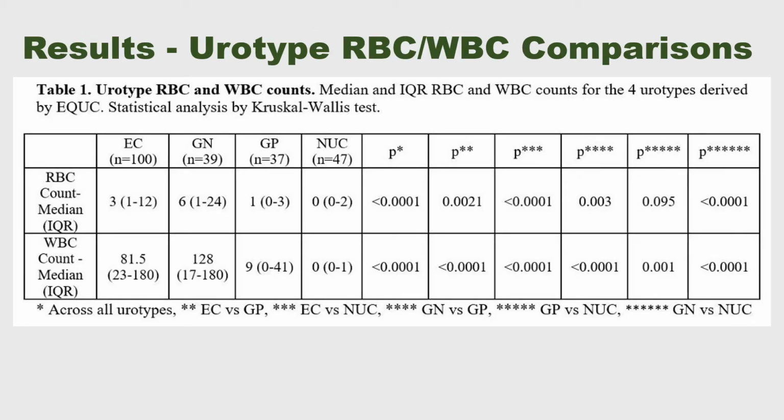Here is our first table outlining the median red blood cell counts and white blood cell counts across each of the 4 urotypes: E. coli predominant, EC, gram-negative pathogen predominant, GN, gram-positive pathogen, GP, or non-uropathogen predominant or culture negative, NUC, with p-values for the respective comparisons.